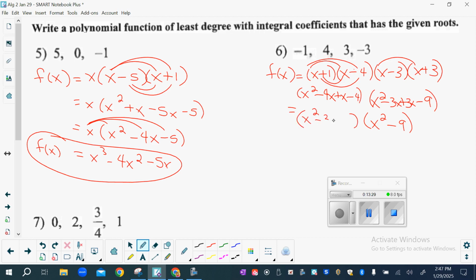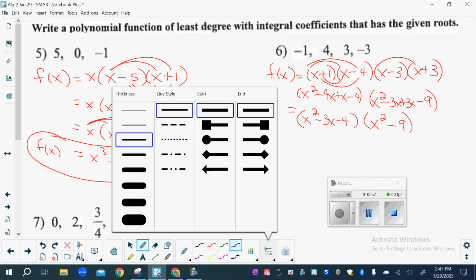X squared minus 3x minus 4. So now next, do we go right to left on this one? Multiply the ones on the right times the ones on the left, or do we go left to right? Which one has fewer terms? The one on the right or the one on the left? Yeah, so you want to start with the one on the right, because we only have the top and the bottom. I'm going to use a blue pen.